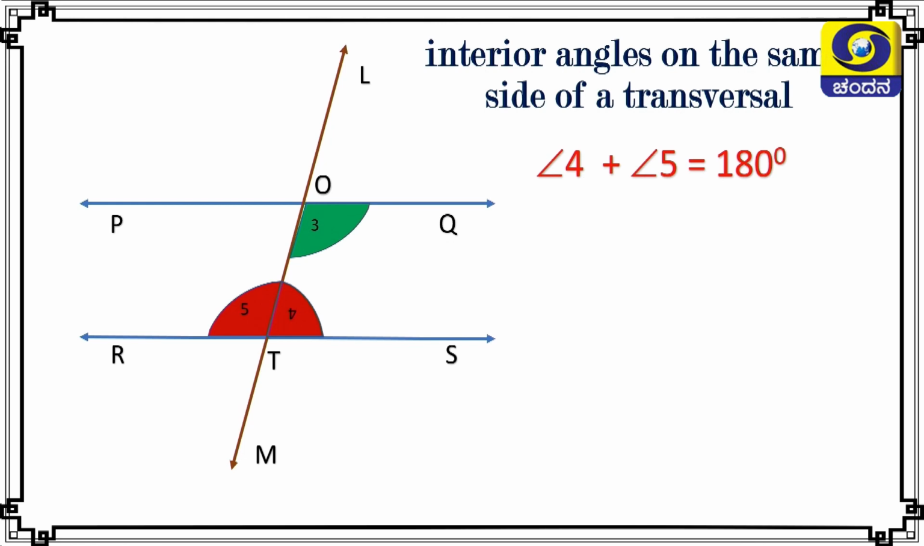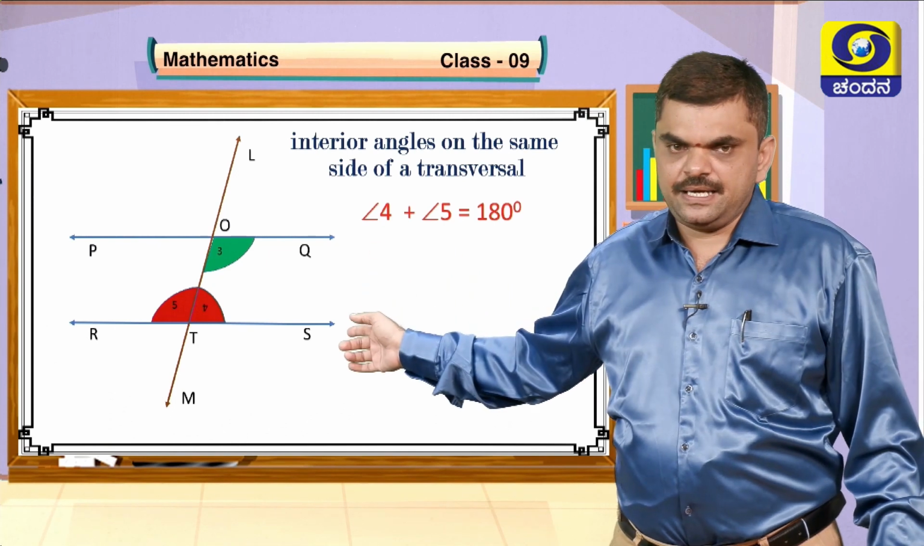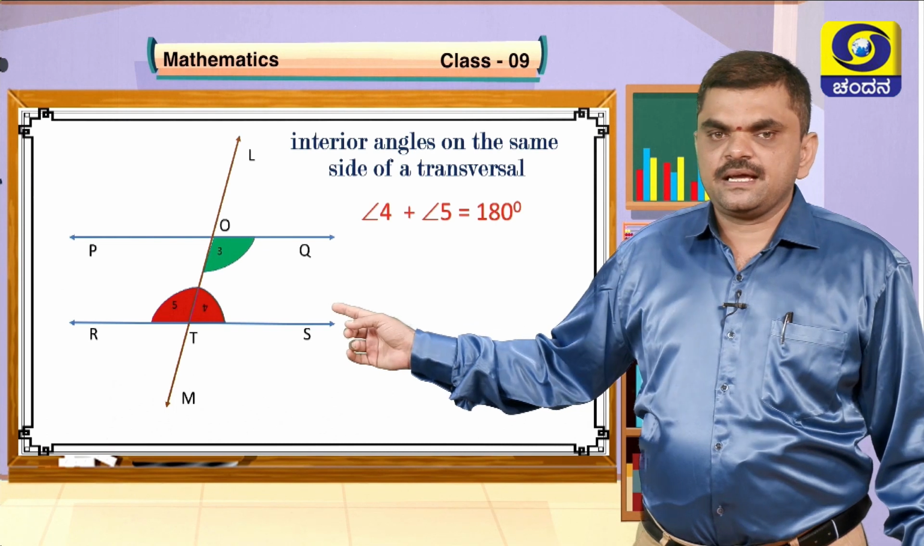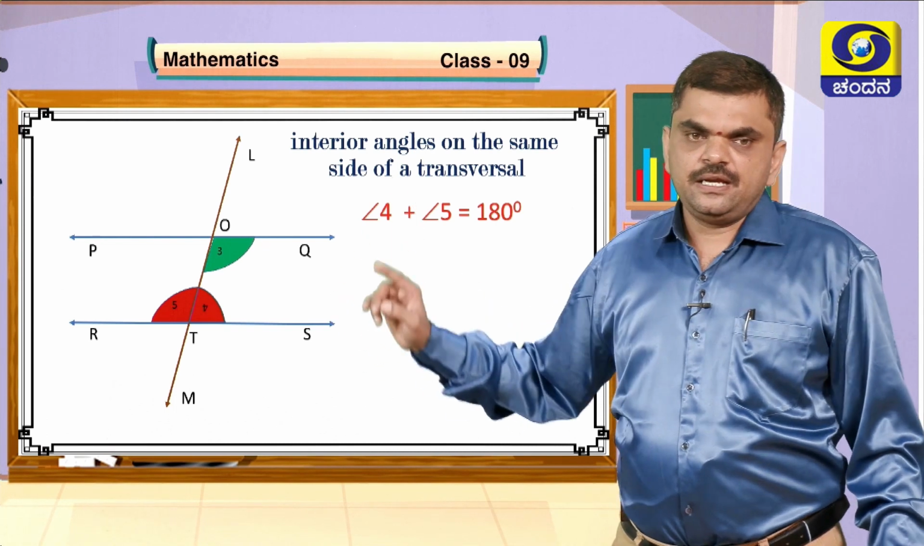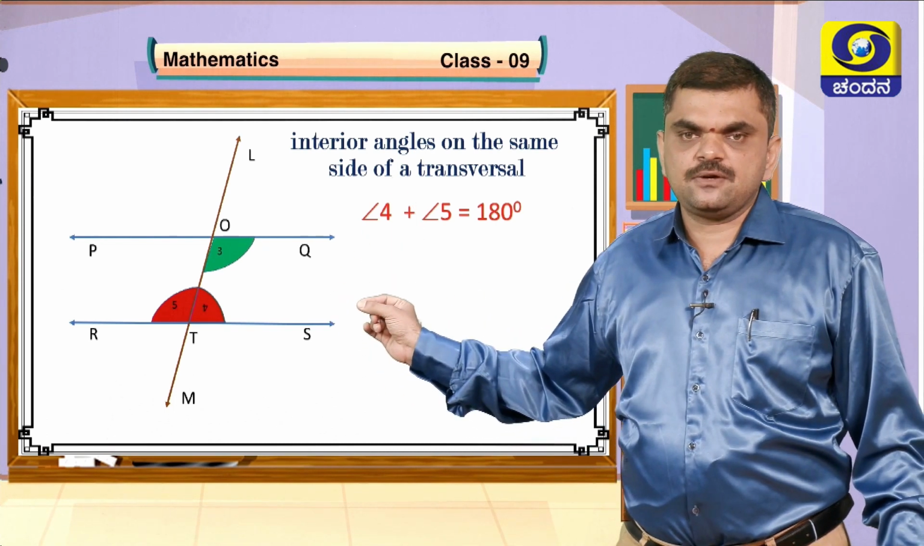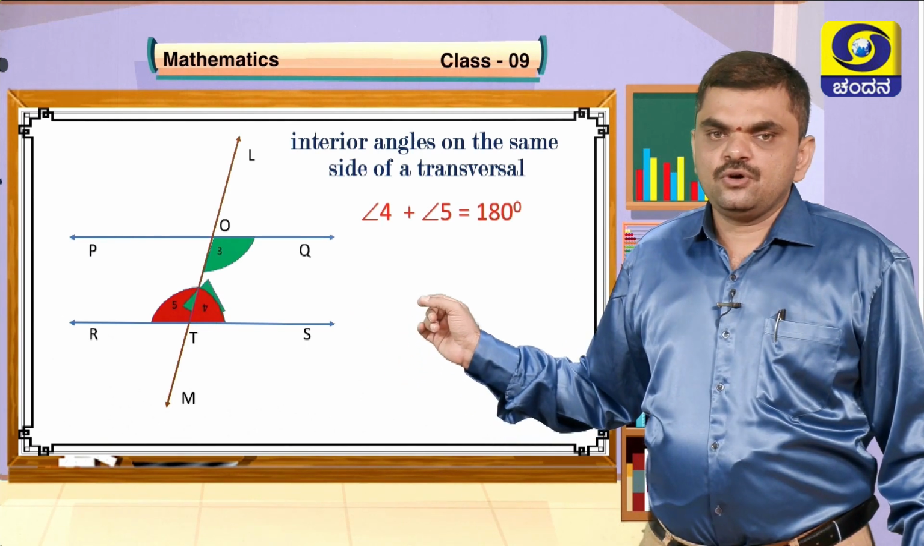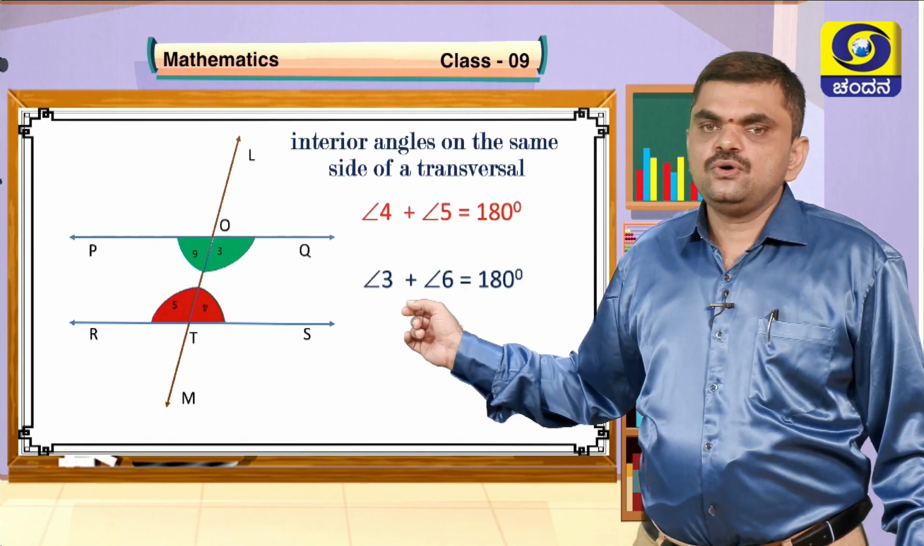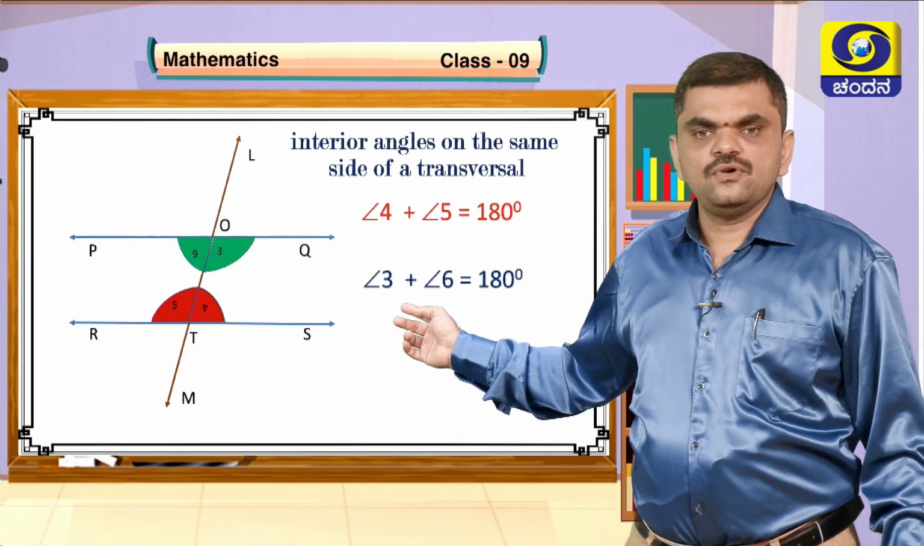But angle 4 plus angle 5 is equal to 180 degrees, because RTS is a straight line. When we add those two adjacent angles, it must be equal to 180 degrees. Angle 4 plus angle 5 is equal to 180 degrees. We know that angle 6 plus angle 3 is equal to 180 degrees, and this is how we found it out, children.